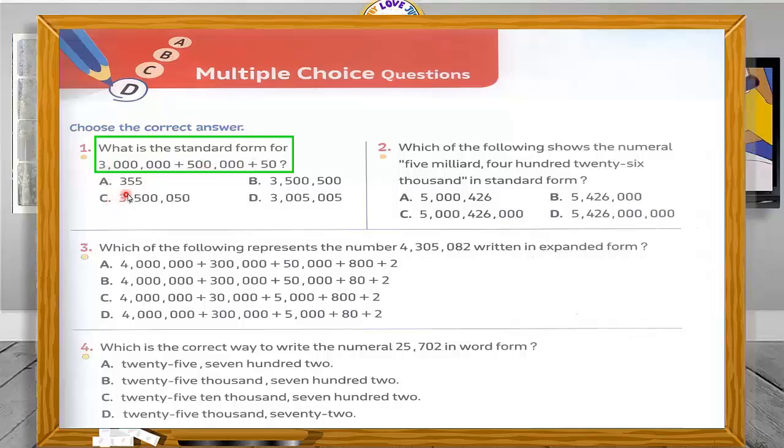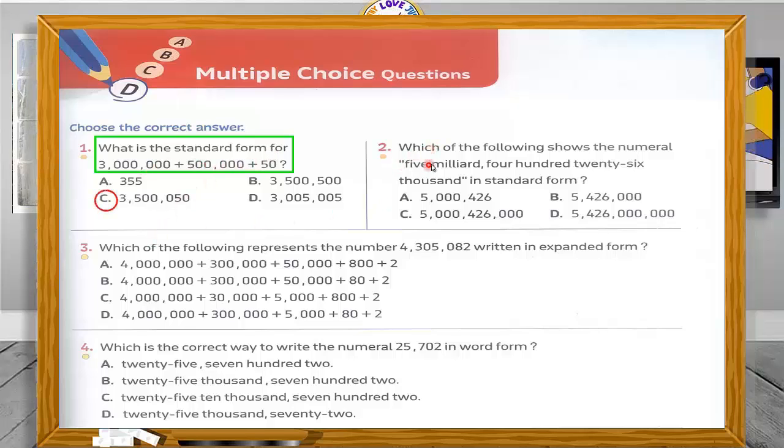3,550,000. Here, not 3 million. And here, 3,500,500. Not right. Here, 3,500,050. Like this. 3,500,050. This is the right answer.